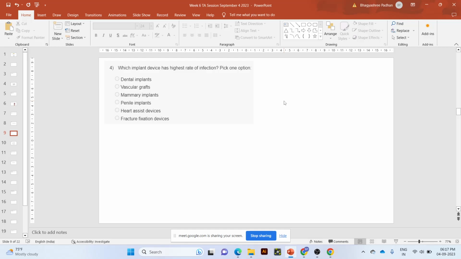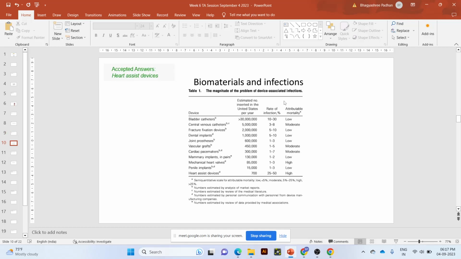Okay. So the correct answer is heart assisted devices. Here is a table that shows different devices along with the estimated number of inserts in the United States per year, the rate of infection percentage, and the attributable mortality. You can see here the highest is heart assisted devices. Also, mechanical heart valves have a high mortality rate. So heart assisted devices will be the correct answer.